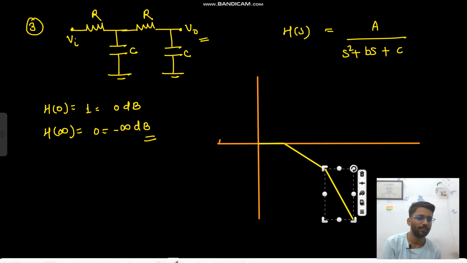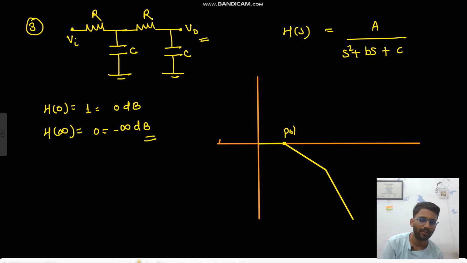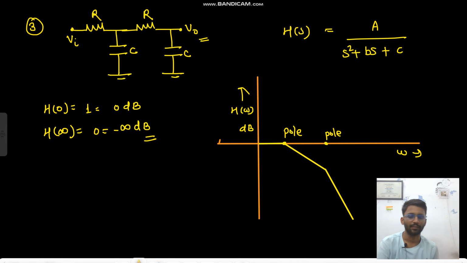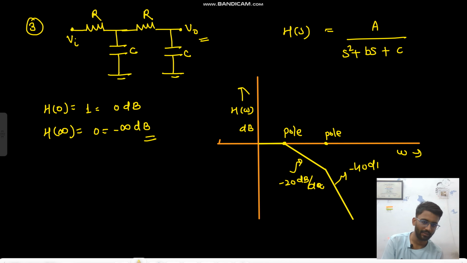And it will go down to minus infinity. Here you will have one pole, and here also you will have one pole, and this is omega, and this is H of omega in dB. So there is no confusion in this one, simply this gain. You see the gain 0 dB and then minus infinity dB, only two poles, no zero, so simply minus 20 dB per decade here, and then here minus 40 dB per decade. So that's how the graph goes.